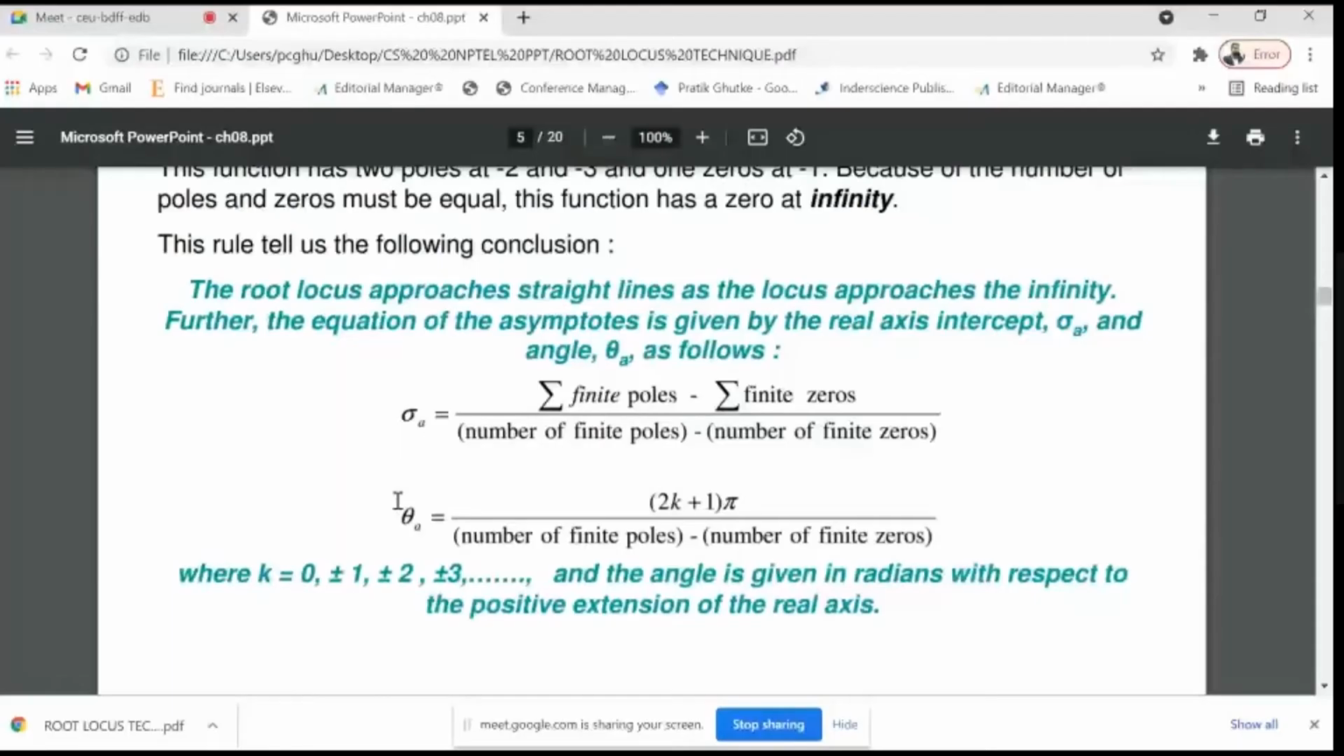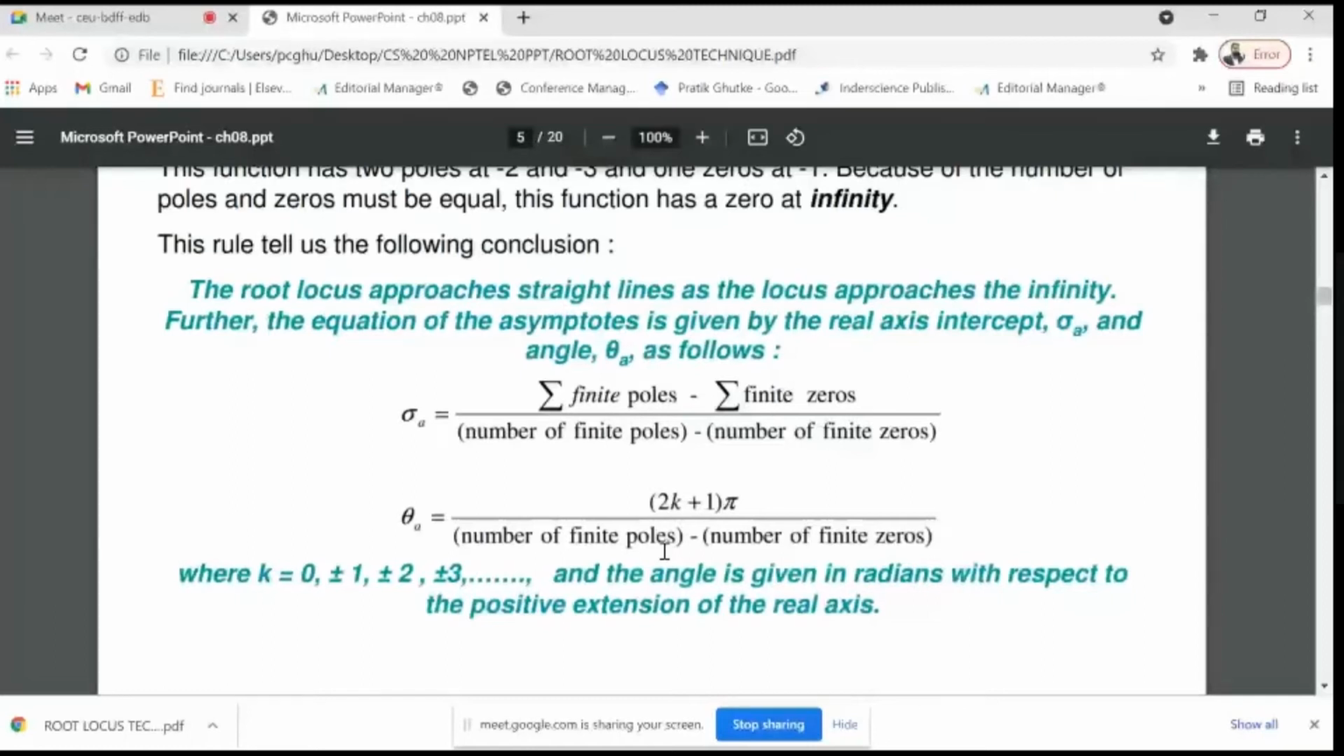Again, another concept of calculating. This is the formula for calculation of the angle of asymptote. So how to calculate? Theta equals (2k plus 1) times pi divided by the number of finite poles minus the number of finite zeros. This is the formula to calculate the angle of asymptote.